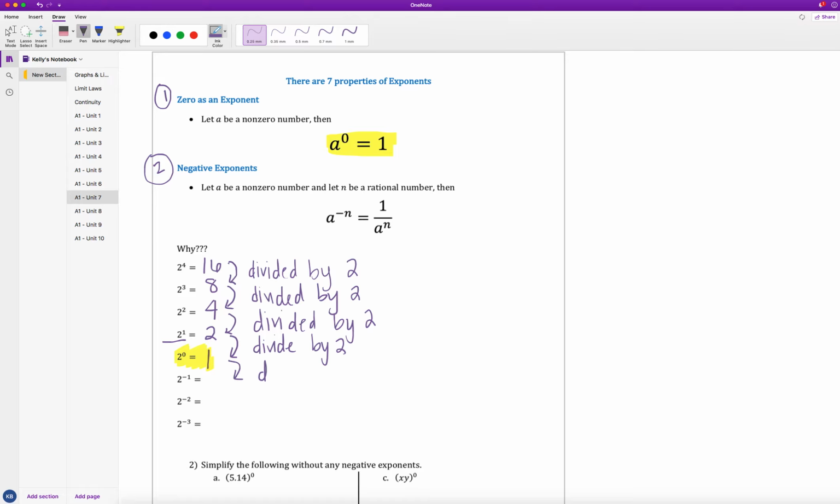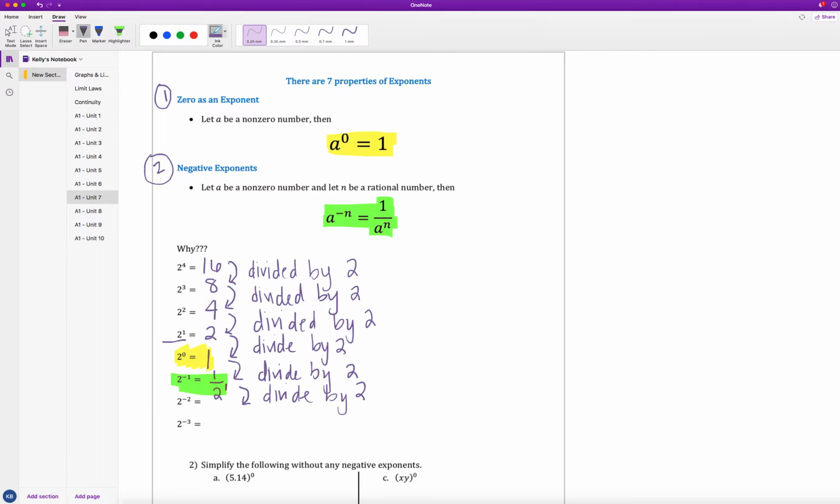So if I divide by 2 again, then 1 divided by 2 would give me 1/2. But think about this. This exponent here was a negative first. Technically right here I do have an invisible 2 to the first power. So this is so far backing up this second, I'm going to highlight it in green, this second rule of negative exponents, where if I have a to the negative n, that's equal to 1 over a to the n. But let's not take it at face value yet. Let's make sure that's really true. So I'm going to continue this pattern again and divide by 2 and see what we get.